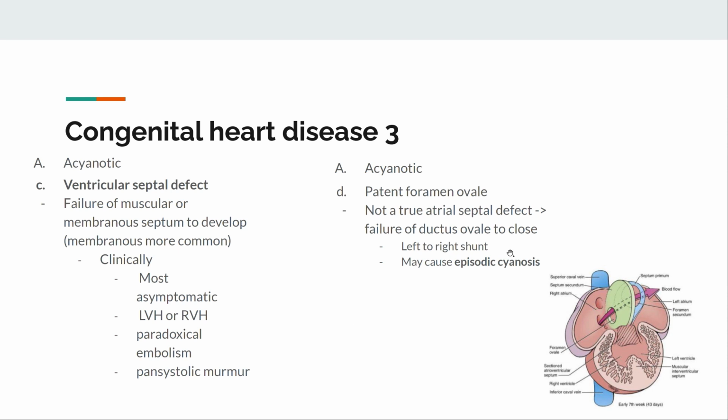This is not a true atrial septal defect, and it's actually just failure of the foramen ovale to close. And this causes a left to right shunt, but may cause episodic cyanosis, mostly when the baby is crying or something like that, and when you get an increase in the pulmonary vascular pressure, and this actually induces a right to left shunt periodically, not all the time, but when you get that increase in pulmonary hypertension, such as crying.